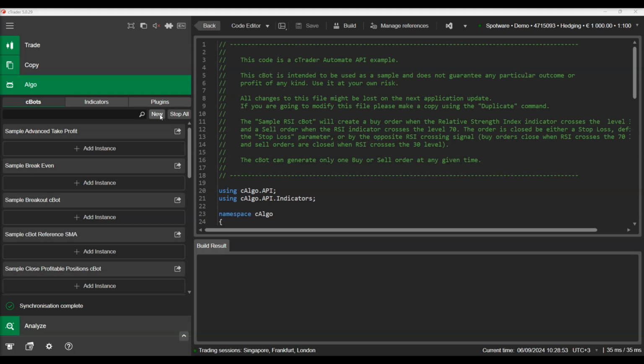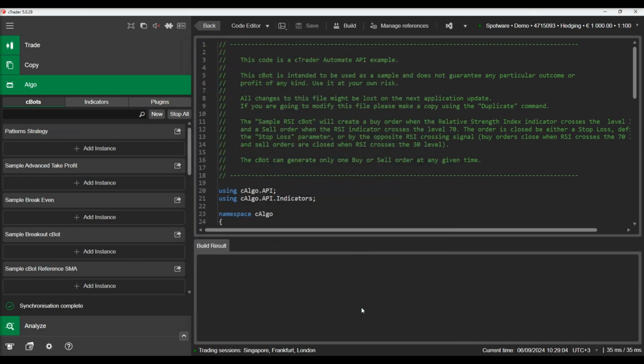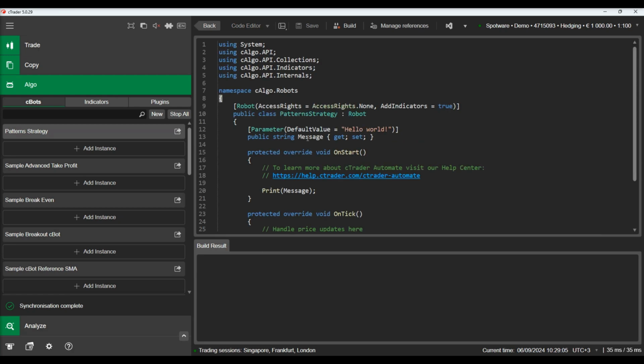Let's switch to cAlgo and create a cBot that will implement this strategy. We will name it Pattern Strategy. In our OnBarClosed method, we will implement the logic of our strategy. Our entries need to meet the following two conditions. The close price needs to match the high price. The candle size needs to be at least 5 times larger than the candle body.